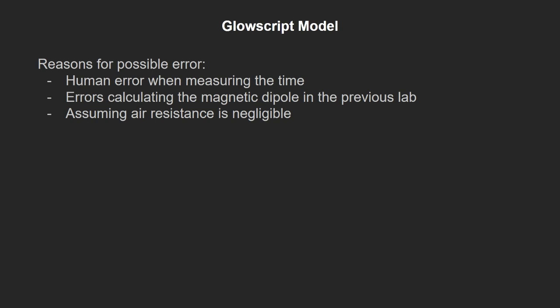So some reasons for this possible error from the GlowScript model to the real-life experiment could be human error when measuring the time. I could have errors calculating the magnetic dipole from the previous lab, and also the assumption that air resistance is negligible could be an error.